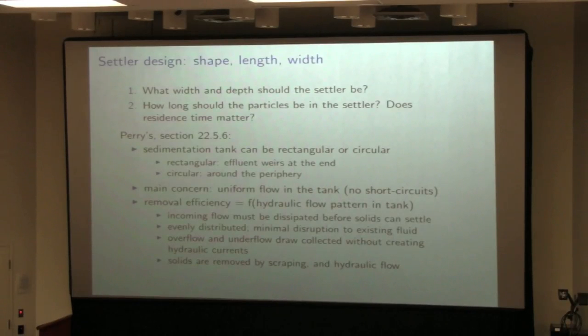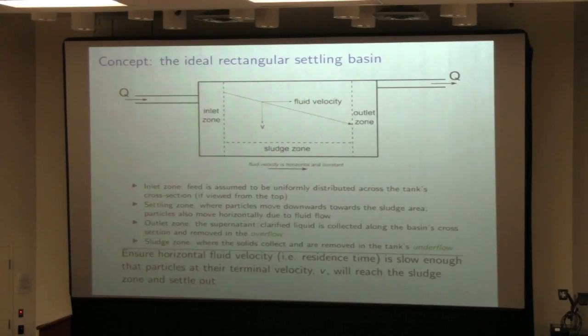So sometimes they'll have a conveyor belt at the bottom that's just slowly rotating around and pulling the solids to one end, and then you'll have a set of pumps to draw the solids off. So here, let's take a look at what I call the ideal rectangular basin.